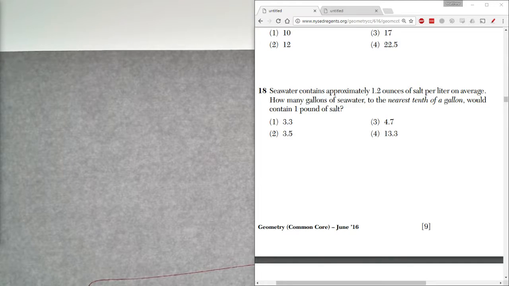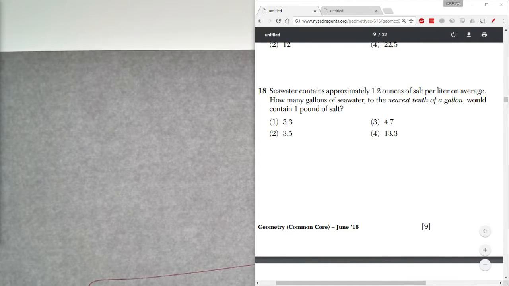Question 18. Seawater contains approximately 1.2 ounces of salt per liter on average. How many gallons of seawater, to the nearest tenth of a gallon, would contain 1 pound of salt? All right, a conversion question. Let's do it. I don't need to problem solve. I can just convert like a computer.